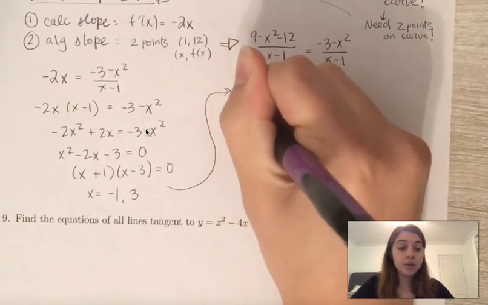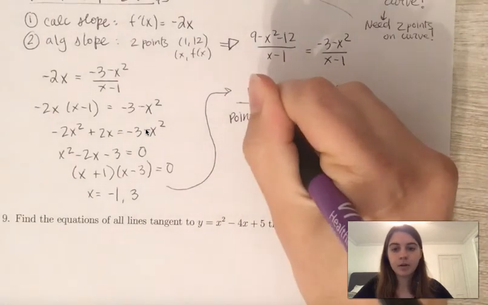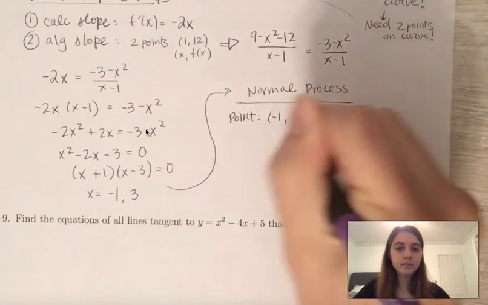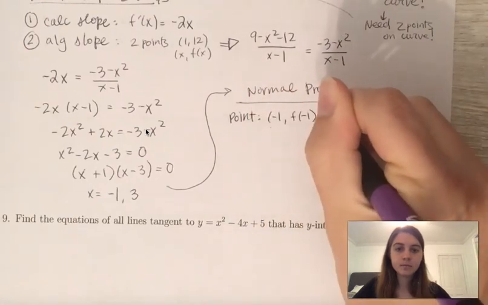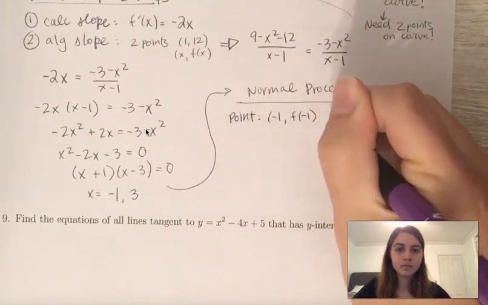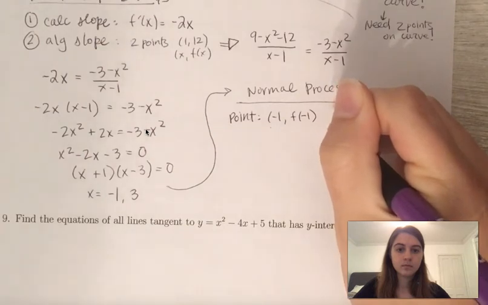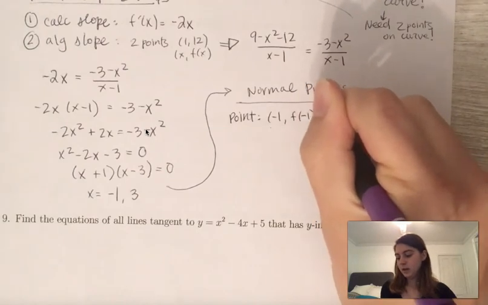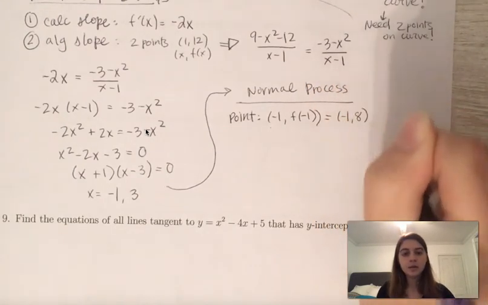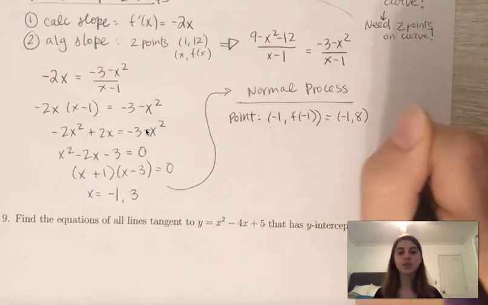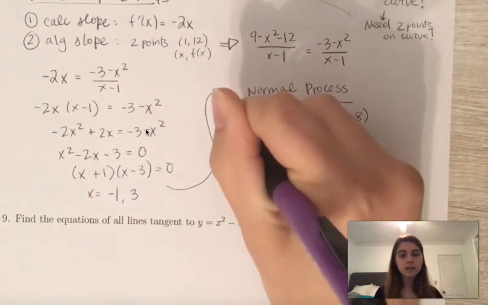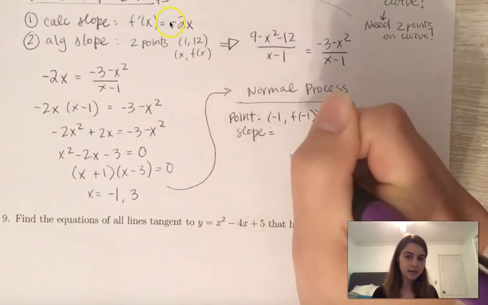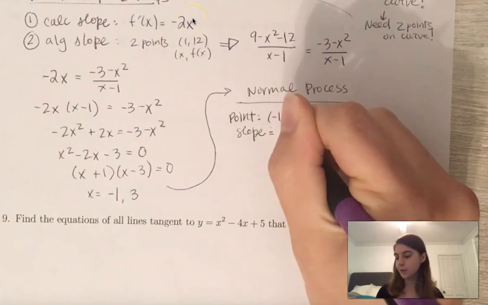So we're actually going to have to do it twice because there are two x's. For the first one, we know x is negative 1, and so y is f of negative 1. If you plug that back into the equation, you get the point negative 1, 8. And now we're going to go for the slope, which is f prime of negative 1. We already know that f prime of x is negative 2x, so it's just 2.